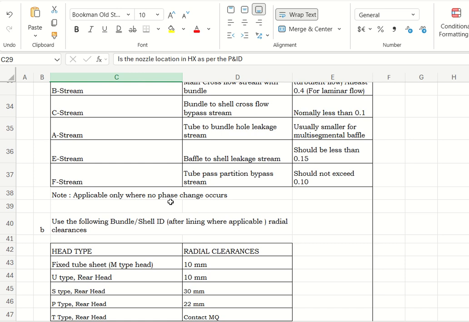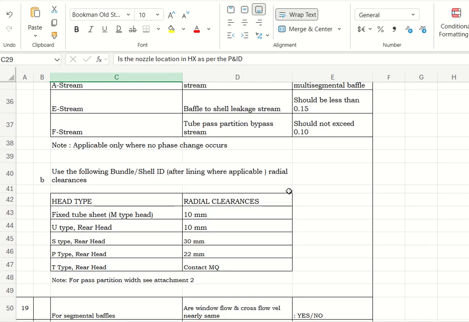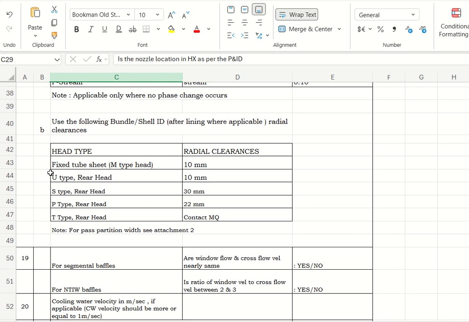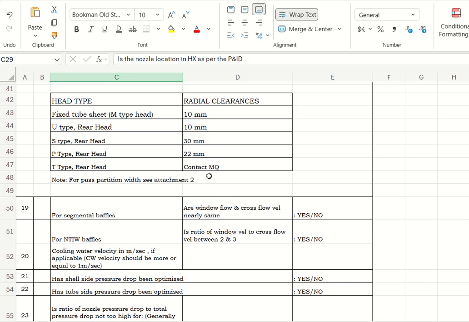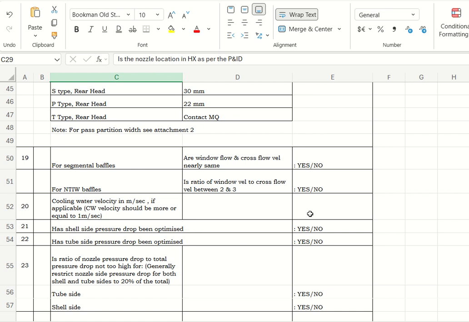Note, this is applicable only where no phase change occurs. Use the following bundle and shell ID after lining where applicable. For radial clearance, for fixed tube, M type head, radial clearance should be 10 mm; U type, 10 mm; S type rear head or P type rear head, 30 to 22 mm should be the radial clearance. For T type rear head, contact mechanical or the vendors for this type.